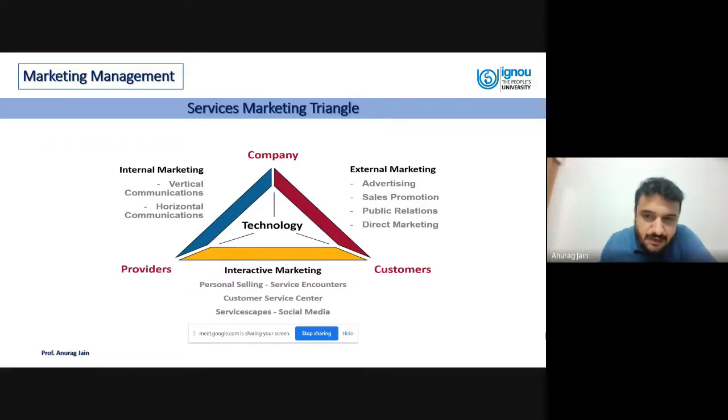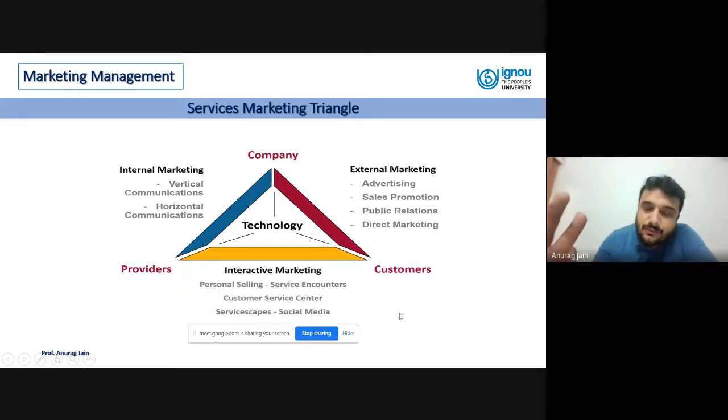As you see, there are different kinds of relationships among these three parties, right? So there is a company, who can also be termed as a service provider, and service providers are also the employees, the people who are going to provide the services. And on the other hand, you are seeing there are some customers over there.